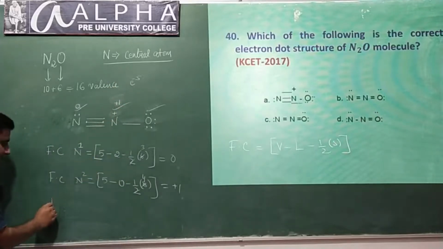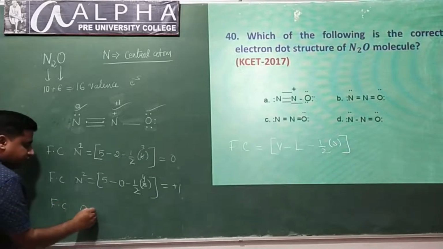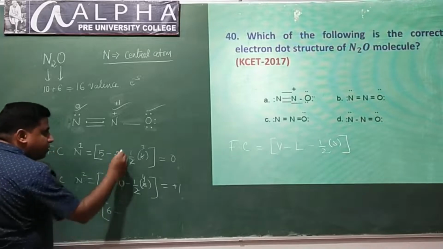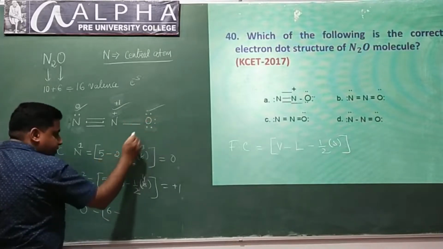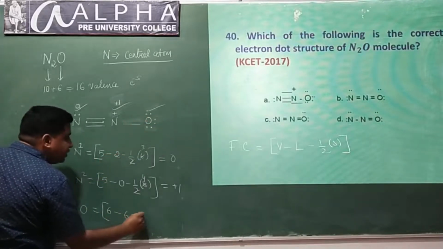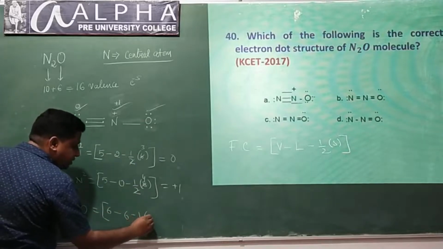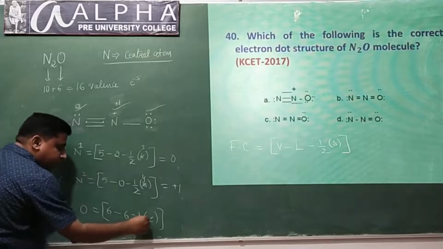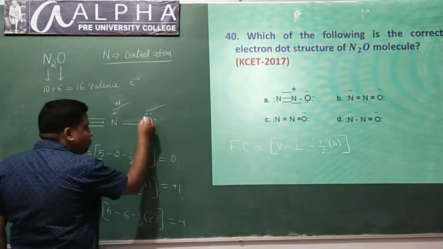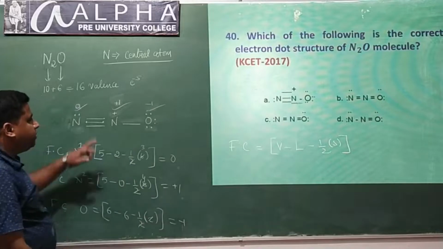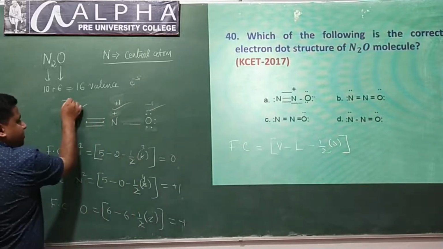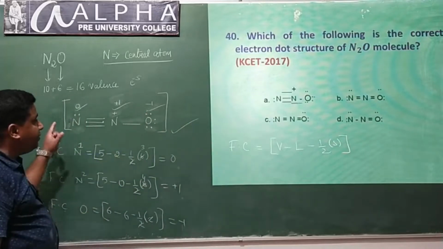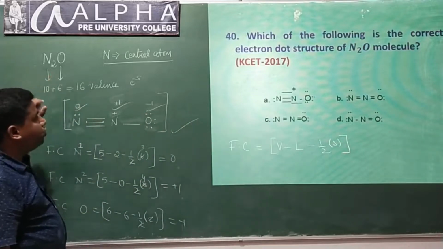On the same lines, calculate the formal charge on oxygen. Oxygen is in group 16, 6 valence electrons, minus total number of lone pair of electrons 2, 4, 6, minus half of shared pair of electrons, which is 1, 2. 6 minus 6 is 0, and 0 minus 1 is minus 1. The formal charge on this oxygen is minus 1. Plus 1, minus 1. Therefore, this is the exact formal charge, so this is the exact Lewis dot structure of the N2O molecule.